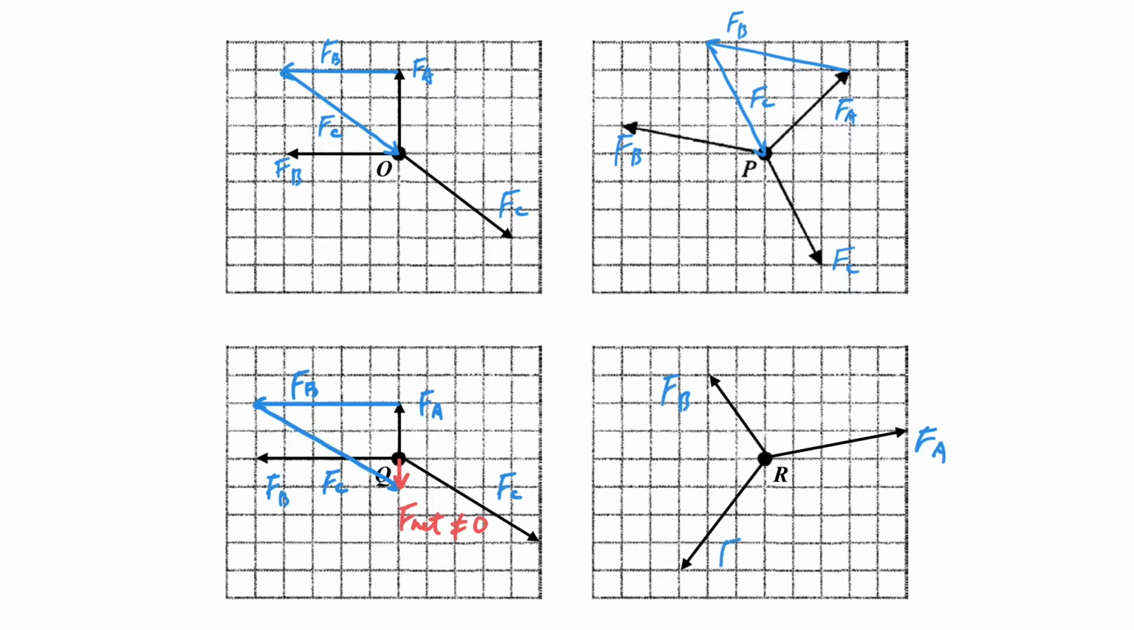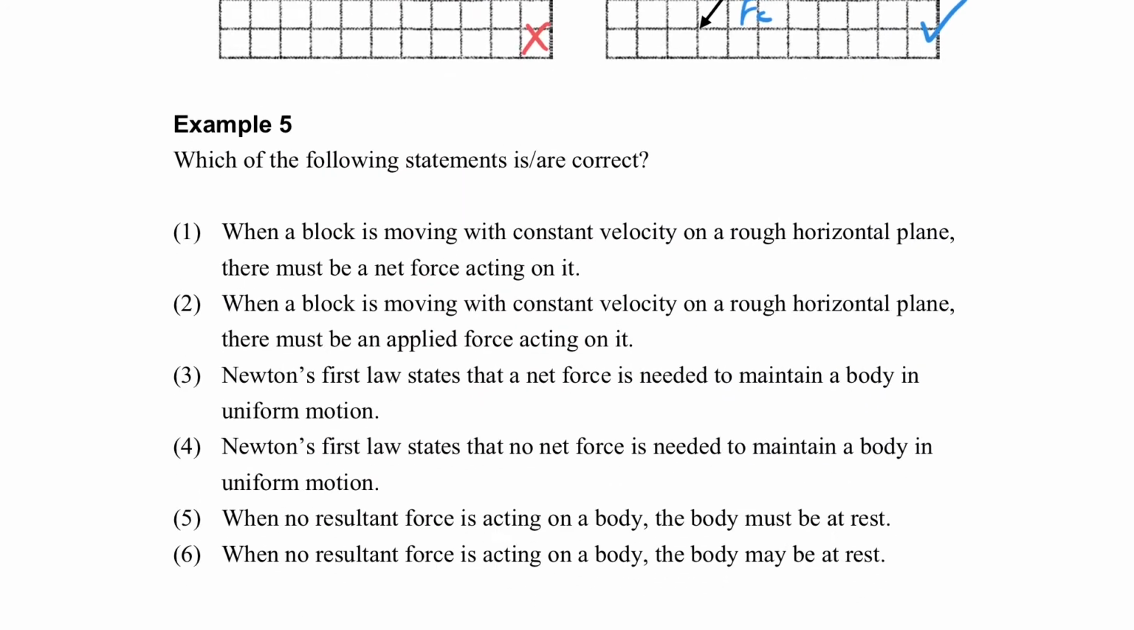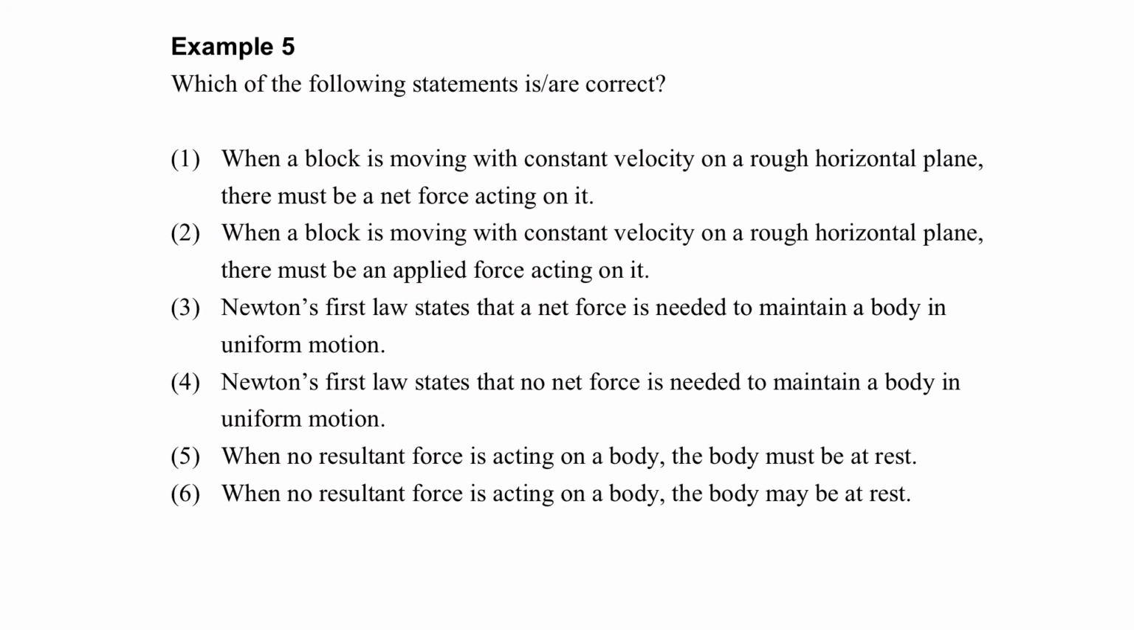Let's try the last one also. By using the same tip to tail method, we can shift the vectors from the tip to the tail, and this one also shows that it goes back to the original position. That means the net force is 0. So three figures have the net force equal to 0, but one figure shows the net force is not, which means that it's not in equilibrium.